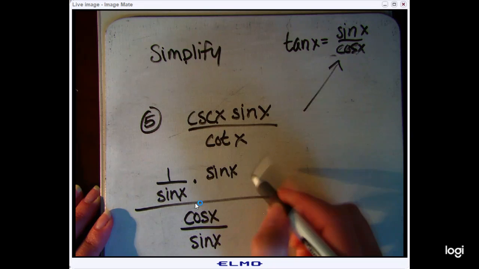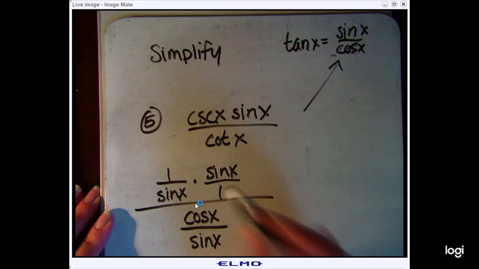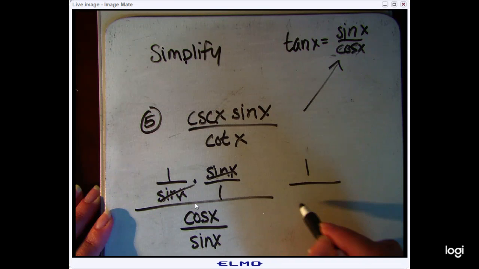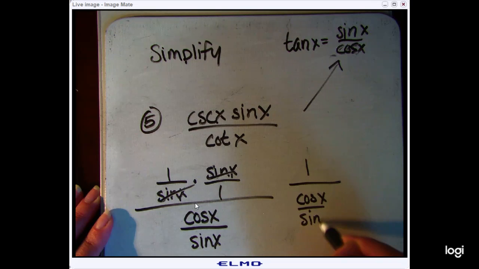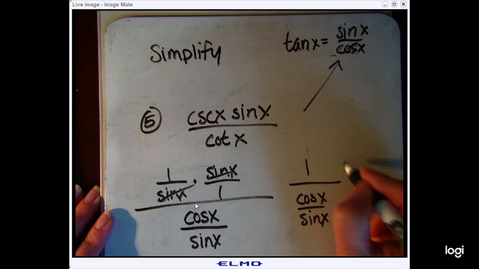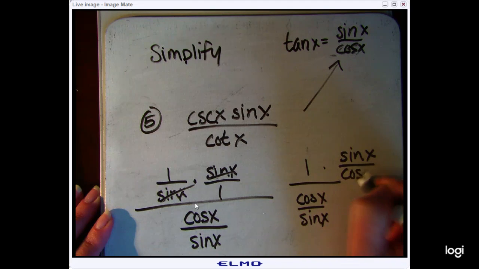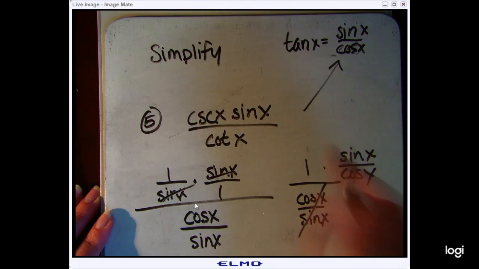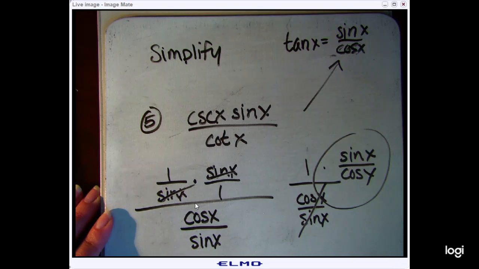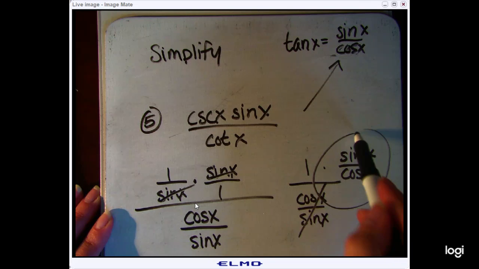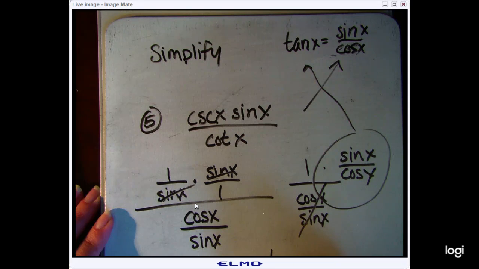Let's see what happens here. Well, cross cancel, and I'm left with 1 over cosine x over sine of x. How do I divide by a fraction? Flip and times. 1 times this is sine of x over cosine of x, which we know can be rewritten as tangent of x.